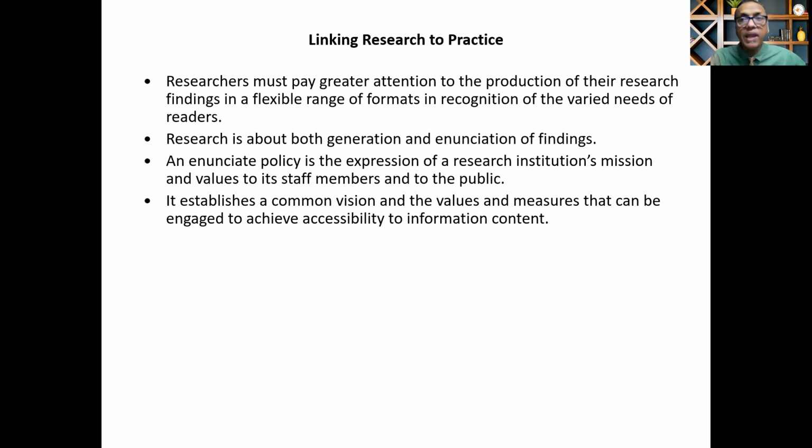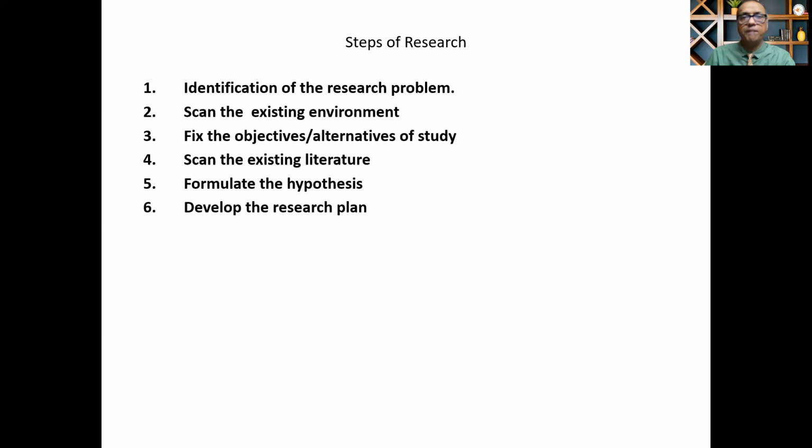Linking the research to practice. Always remember, the researcher must pay greater attention to the production of their research, finding flexible range formats in recognition of the varied needs of readers. Research is about both generation and initiation of findings and initiation of policy expression. The research institution adds value to its staff, members, and to the public. It establishes a common vision and the value measures that can be engaged to achieve accessibility and information content.